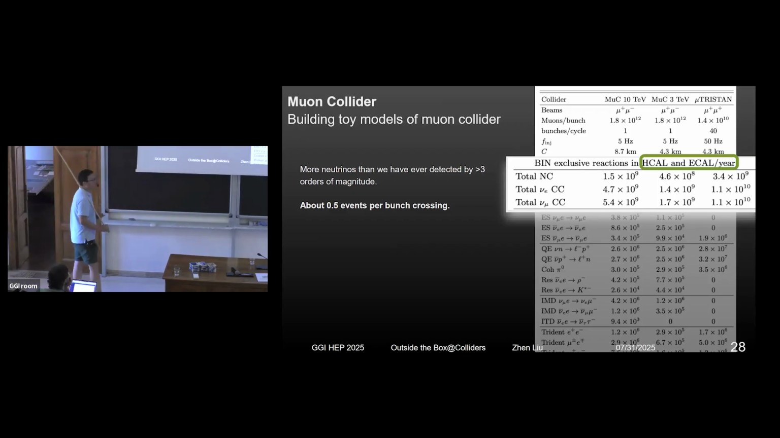If you recall, our collision rate of neutrino is 1,000. It's about 10K to 30K. There's some mismatch in the calculation, but okay. With proper counting, it's about 0.5 events per bunch crossing that we estimated.